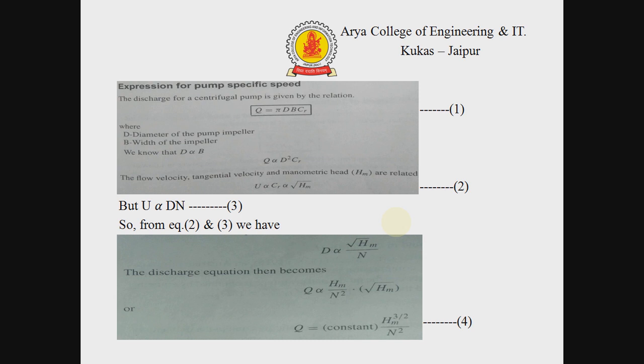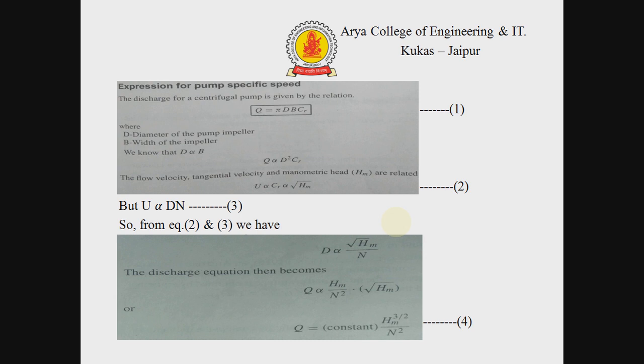But we know that the flow velocity, tangential velocity, and manometric velocity are related by equation 2. That means U is proportional to √Hm, and Cr is proportional to √Hm. But U is also proportional to DN by equation 3. So from equations 2 and 3, we have D is proportional to √Hm by N.